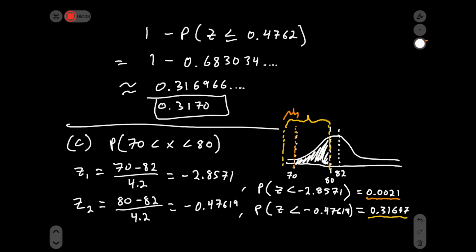So we can find our final answer by taking 0.31697, subtracting 0.0021, and we get 0.3149, or something very close to it when rounding. I think if you use the calculator, you'll get 0.314832. So something very close to what we just got.